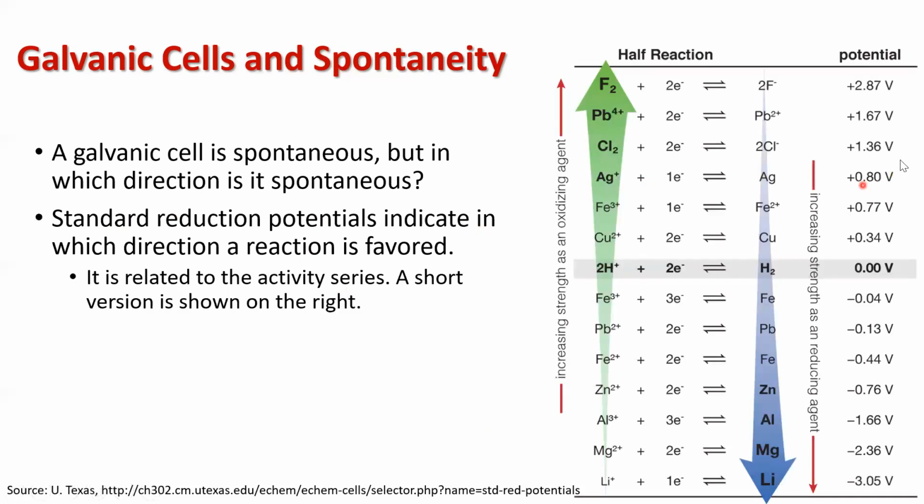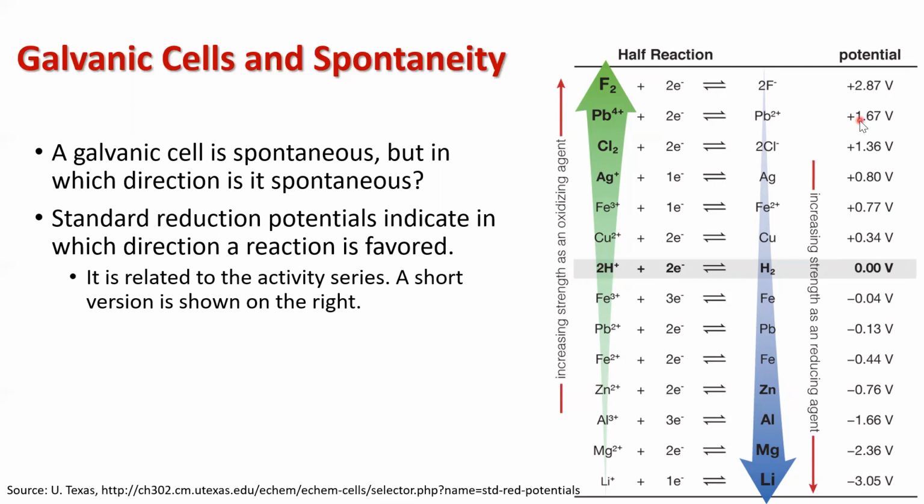So what we have here is a short, abbreviated activity series, or a reduction potential table. It lists various substances and they're gaining electrons. So these are all written as reduction half reactions. And we're given the potential for this reaction to take place.